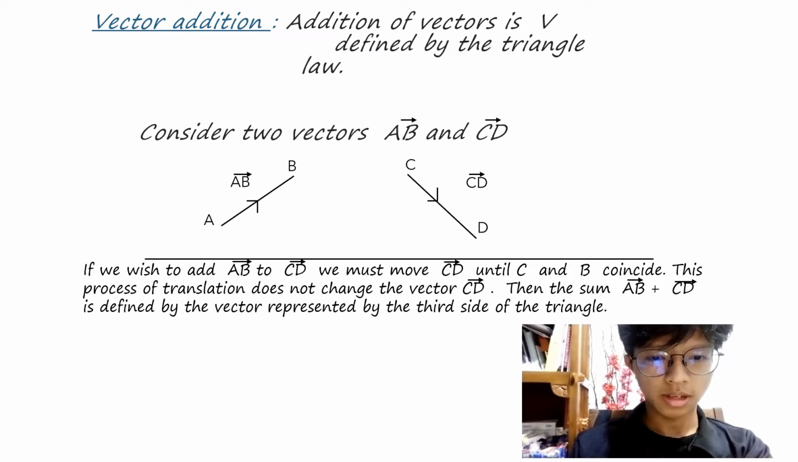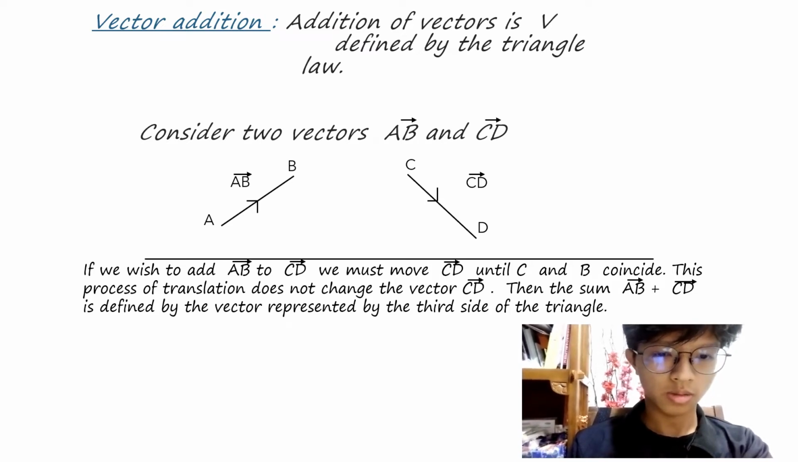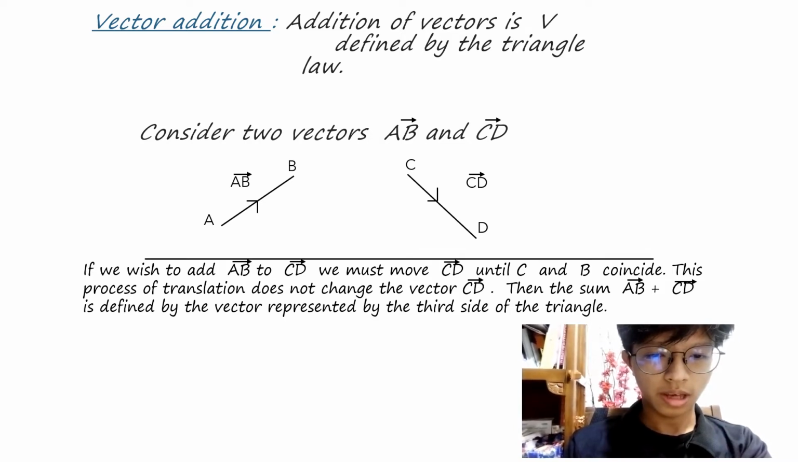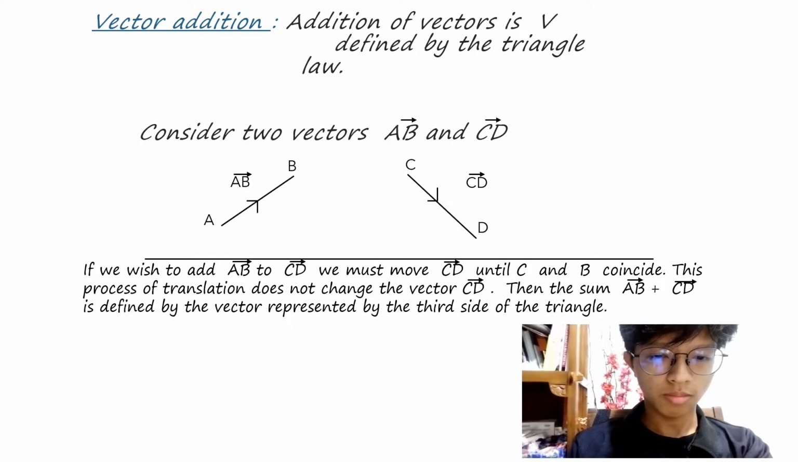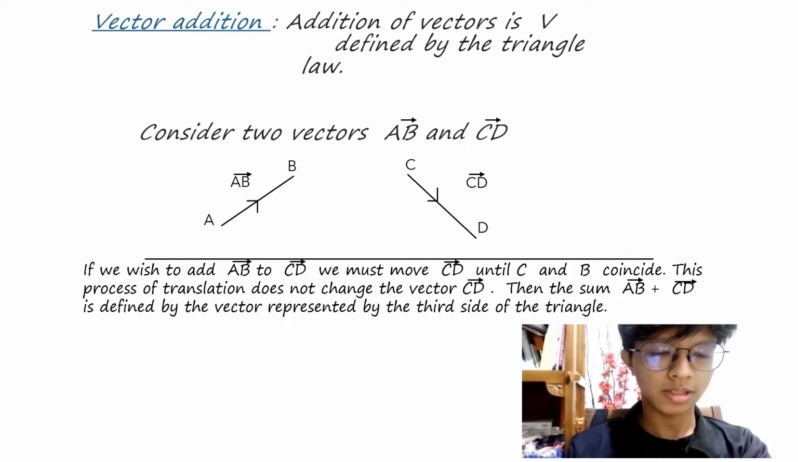Vector addition. Addition of vectors is defined by the triangle law. Consider two vectors AB and CD. If we wish to add AB to CD, we must move CD until C and B coincide. This translation does not change the vector CD. The sum of AB and CD is defined by the vector represented by the third side of the triangle.